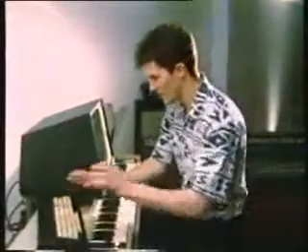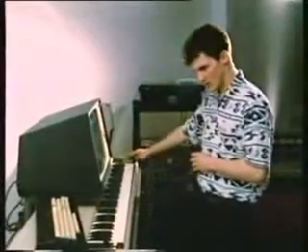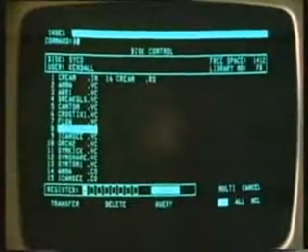Right, I can go back to page 2 again, and we can load in some more sounds. We can load in the sound here, which is a sort of fuzz guitar sound.